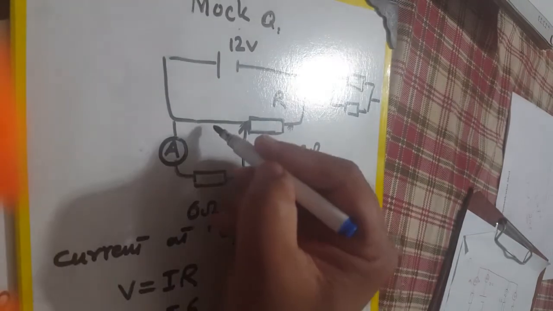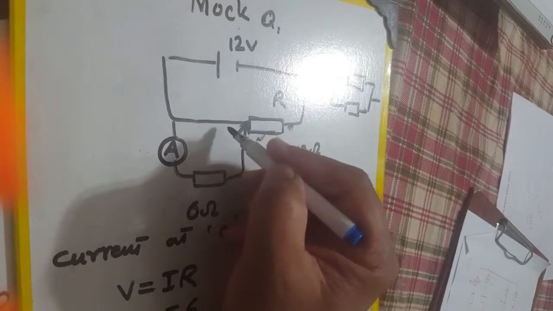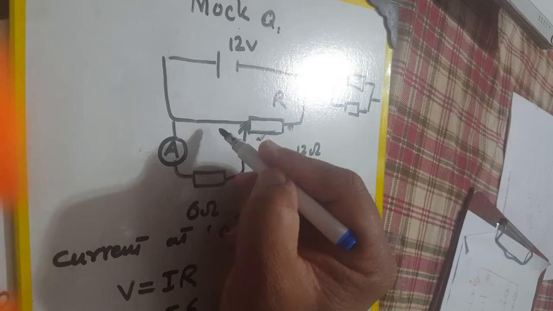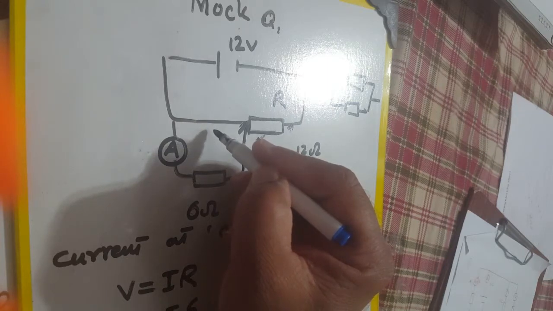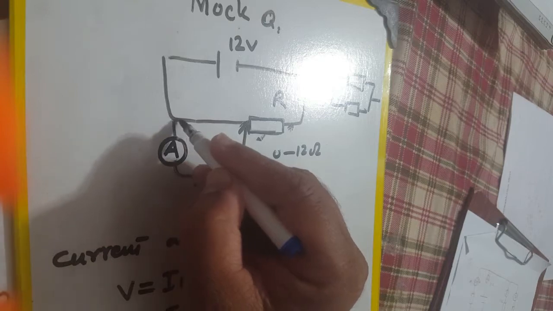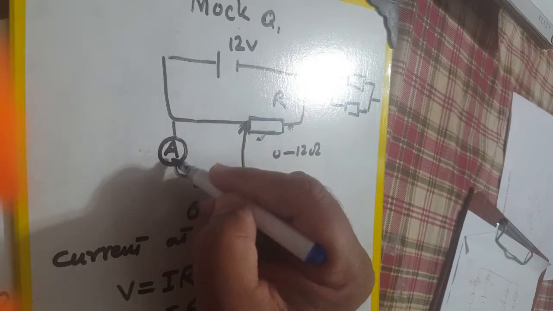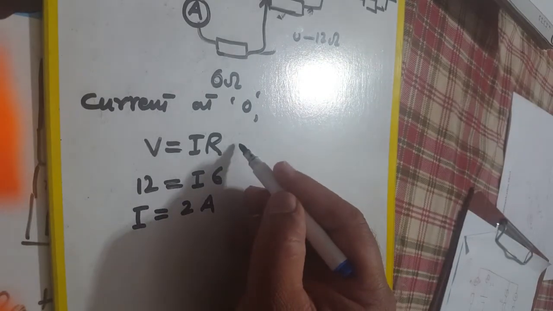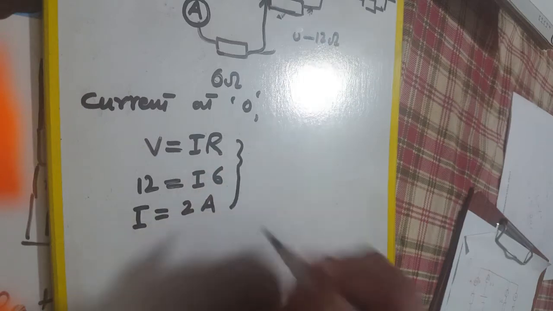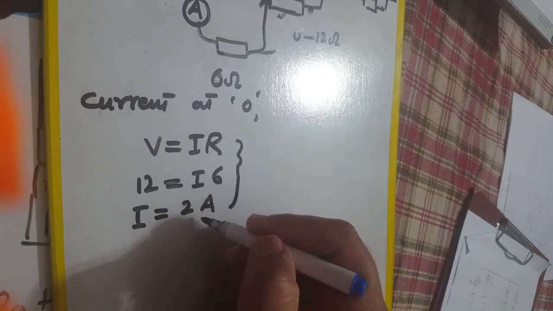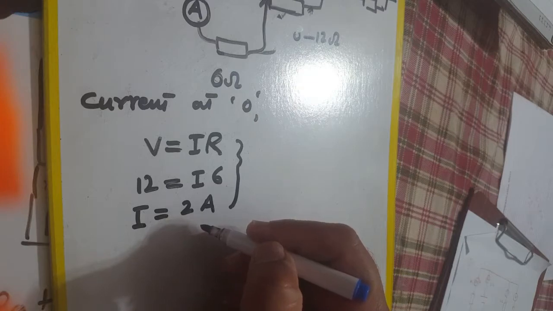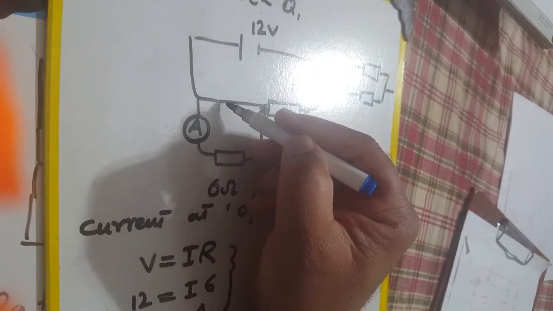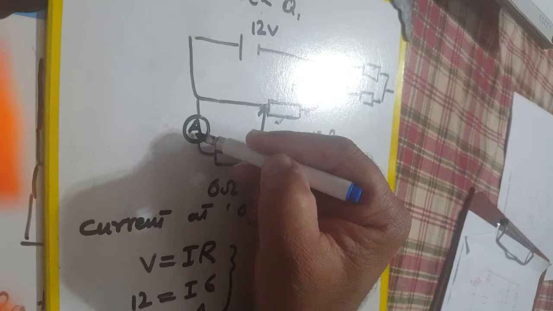If we see this branch, we have 12 volt, but we have no resistance. This portion is a short circuited portion. If this portion is a short circuited portion, then maximum current will pass through that way and there will be no current in this way. So we have to go again towards this. Oh, we have done it wrong. We have done it wrong. This cannot be the value of current when we consider this branch. That current will be 0, I believe.